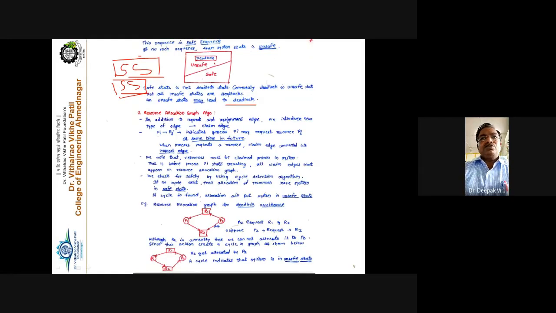Right. So you know that there are two edges. That is nothing but, for example, process requests resource. This one is called the request edge. And for example, the process is already allocated a resource. This is nothing but your allocation edge. So in addition to the request edge and allocation edge, one new edge is introduced in the resource allocation graph, and that is called the claim edge.